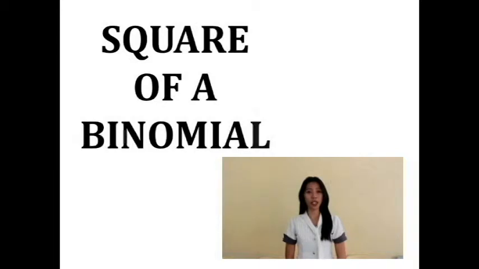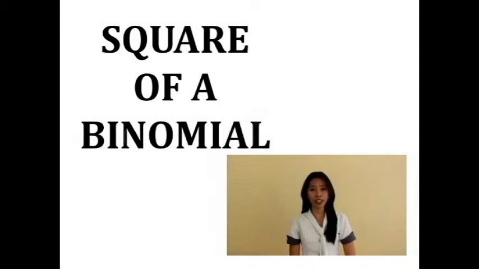This special product is expressed as a plus b quantity squared, or a squared plus 2ab plus b squared. In your previous grade, you did this by using the FOIL method, which is sometimes very confusing to do. Using this special product will give you an easier and faster way of deriving its product.